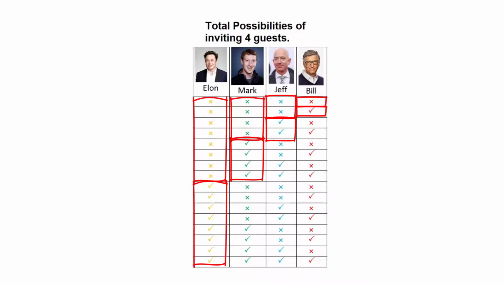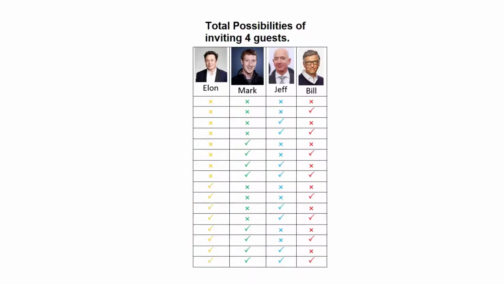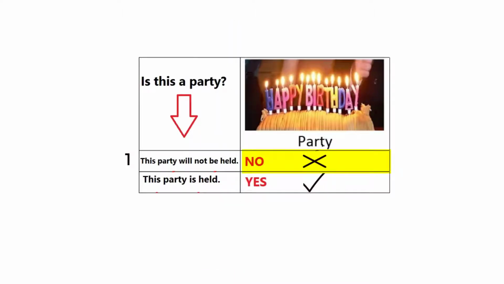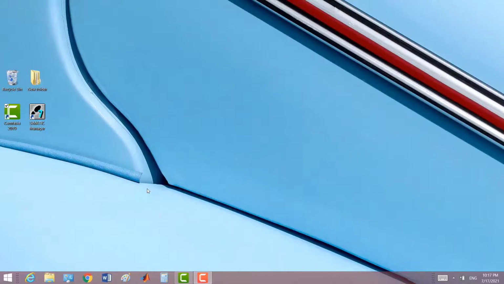Now we see the possibilities of having a party, which has 2 probabilities. The first possibility is that this party will not be held and the second possibility is that this party will be held. Now, I start programming.